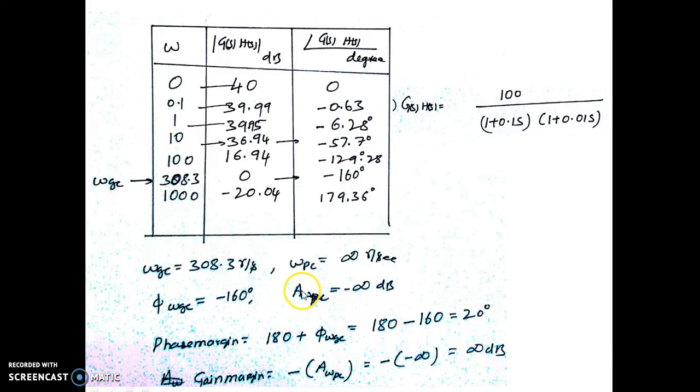The corresponding magnitude at omega equal to omega pc is actually minus infinity dB. So phase margin is given by 180 plus phi of omega gc. In this case, it is 180 minus 160 degrees, which is 20 degrees. Gain margin is minus of the magnitude at omega equal to omega pc, which is minus of minus infinity, which is infinite. Since GM and PM are both positive, the system is stable.